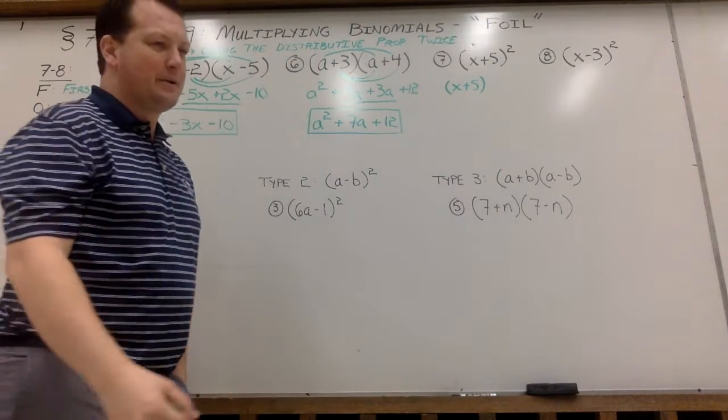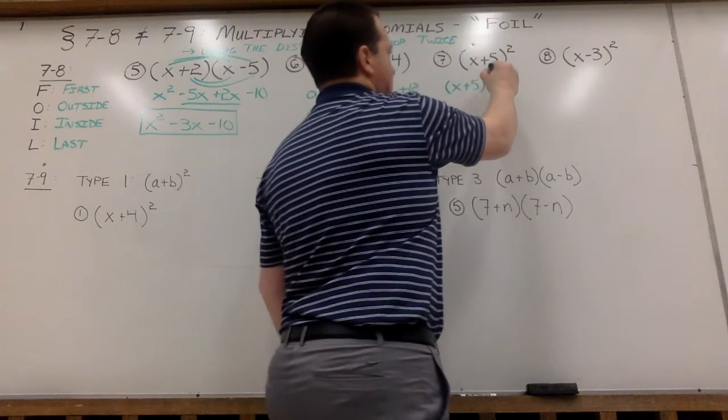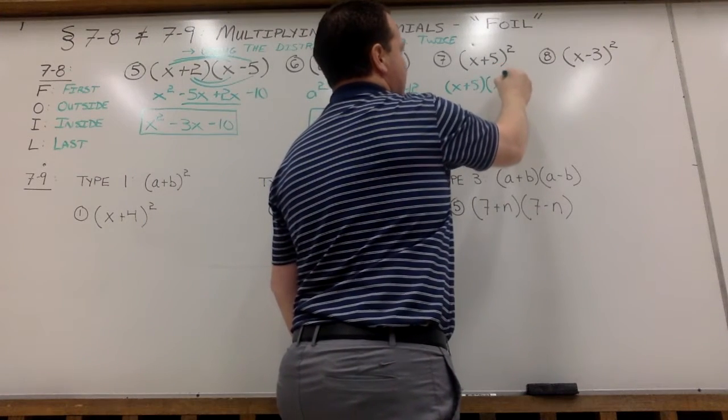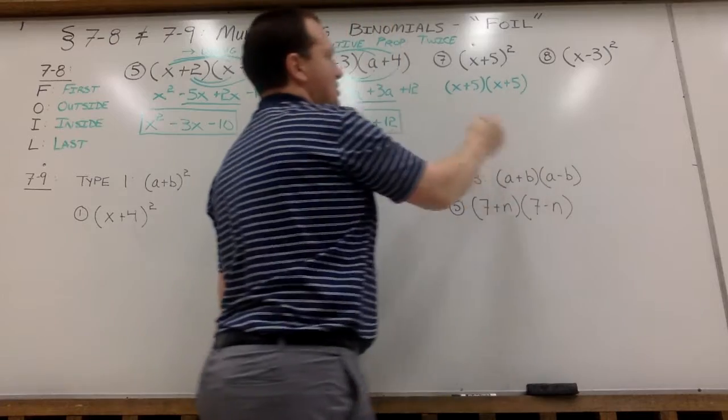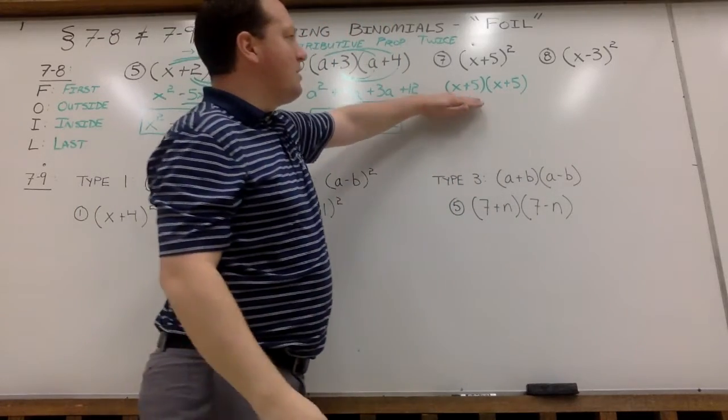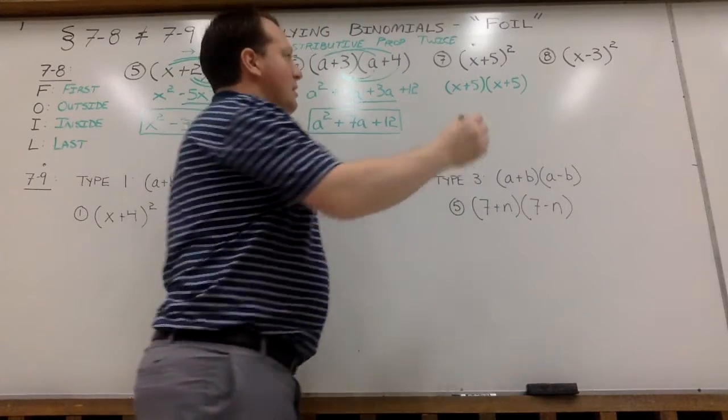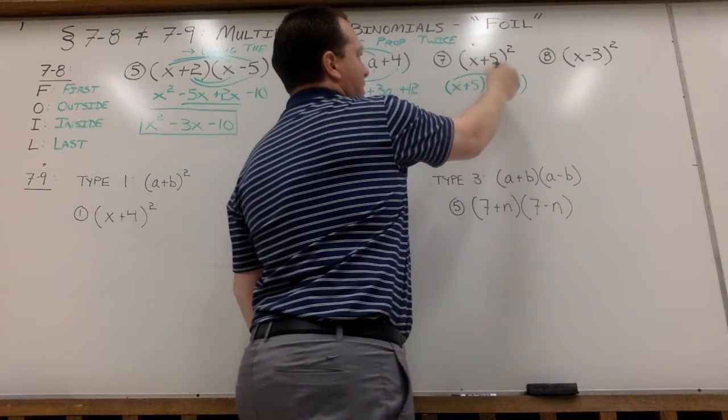So I need to write it out 2 times. So x plus 5 times x plus 5. So what I have then is a binomial times itself. And I'll continue with that FOIL pattern.